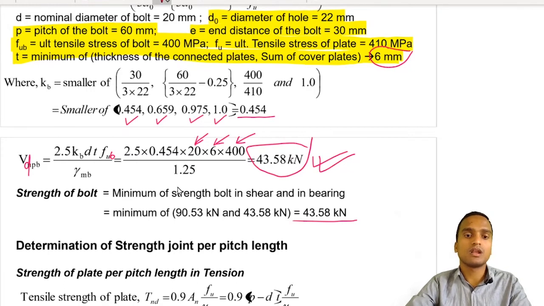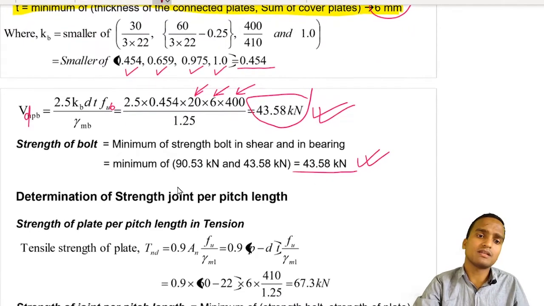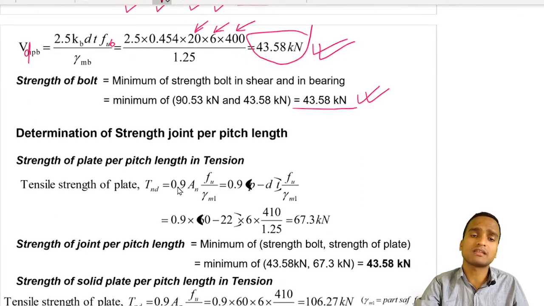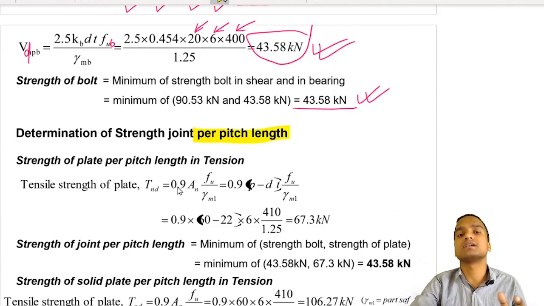Now we have to also determine the strength of plates. So this was the minimum strength of bolts, one bolt only. We do not have the idea of total number of bolts, so we have just calculated for one bolt. Now we have determined the strength per pitch length. Why are we saying all the time per pitch length? We do it per pitch length when we do not have the idea of number of bolts. So we do it for only one pitch and we consider there is only one bolt.